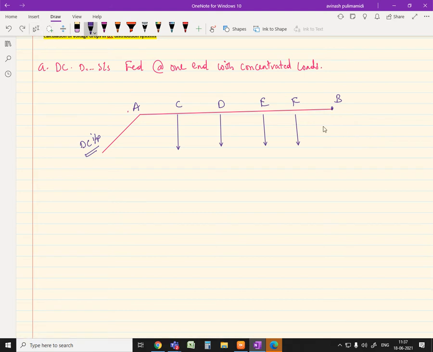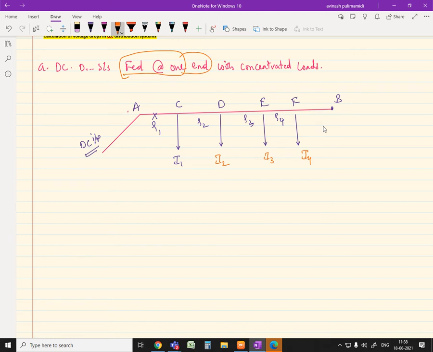Okay, students, now let us find the total currents here. Every individual conductor will have its own resistance, R1, R2, R3 and R4. The concentrated loads are I1, I2, I3 and I4. So this is fed at one end.